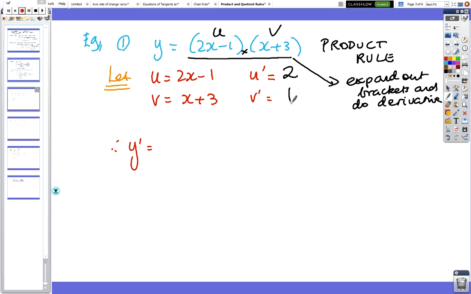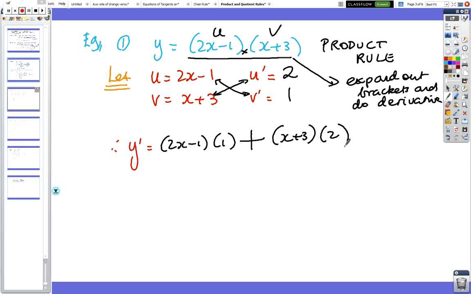And you'll notice in the rule that they multiply by the opposite. So what I'm going to do is I'm going to put a cross in between, because these guys go together and these guys go together. So y dash will be 2x minus 1 times 1 plus x plus 3 times 2. Okay, and then just multiply out, so 2x minus 1 plus 2x plus 6, and then 4x plus 5.